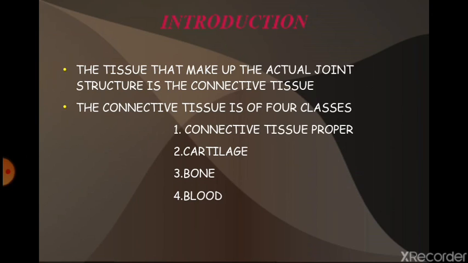The first class, connective tissue proper, is of two types: loose, dense. Loose comprises areolar, adipose, reticular. Dense comprises regular, irregular, and elastic fibers. Talking about the second class, cartilage. Cartilage is of three types: hyaline cartilage, fibrocartilage, elastic cartilage. The third class is bone. Bone is of two types: compact bone, spongy bone. The fourth class is blood.